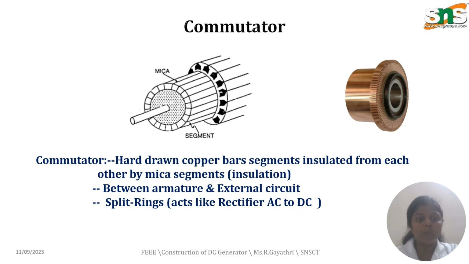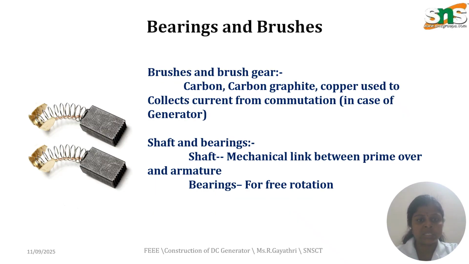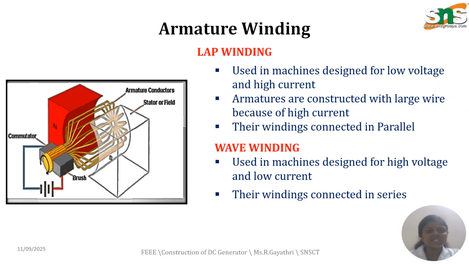Coming to the commutator, it is made of bare segments insulated using mica, and it lies between the armature and the external parts. Next, brushes and bearings. The brushes are made of carbon, graphite or copper materials, and they collect the current from the north pole and south pole. The armature winding has lap winding and wave winding.